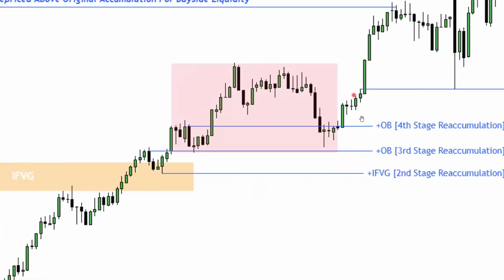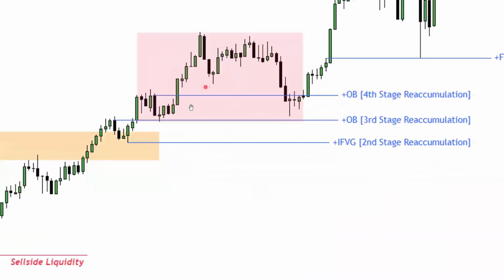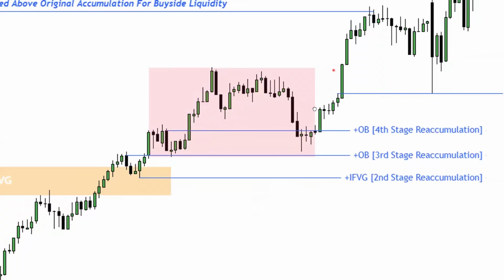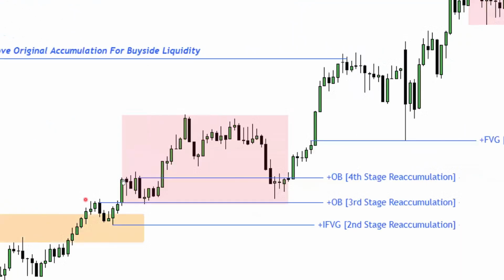At this point here, giving another opportunity. So this is another minor consolidation here. You can see how price retraced back into this fair value gap, filling this void, taking this low, and then rallied. So now let's go to another example.